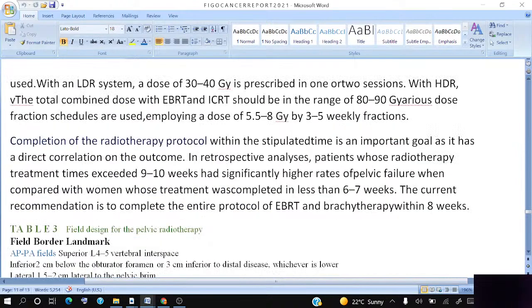The completion of the radiotherapy protocol within the proper time is an important goal, correlating with the outcome. In a retrospective analysis, patients whose radiotherapy treatment exceeded more than 9 to 10 weeks had a significantly higher rate of pelvic failure, compared with women whose treatment was completed in less than 6 to 7 weeks. So the recommendation is to complete the entire protocol, external beam radiotherapy and brachytherapy, within 8 weeks. So this is very important.